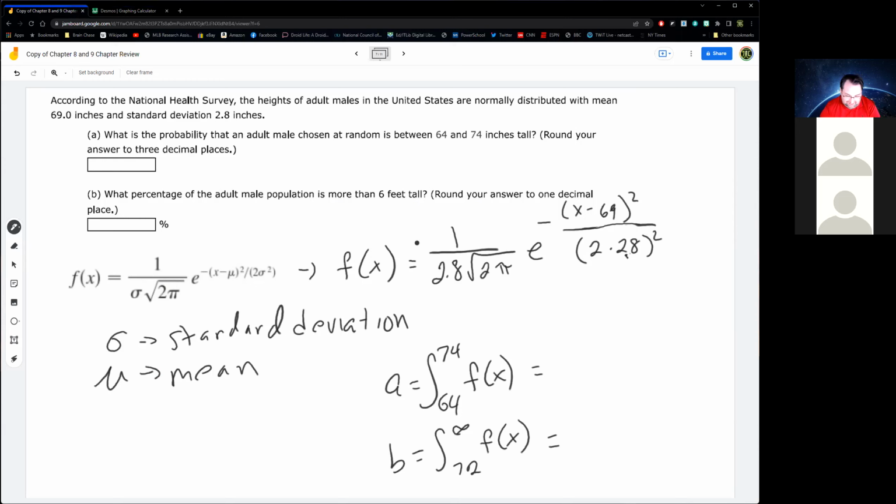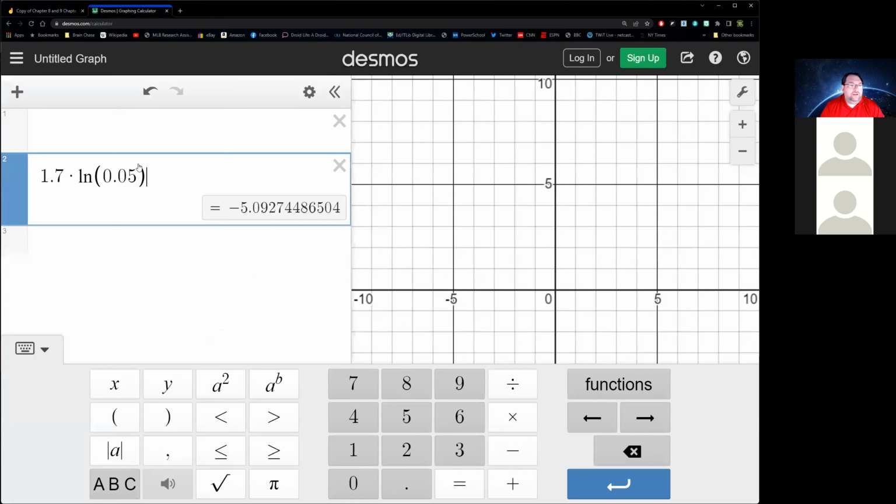Sir, how did we find the integral for B? It says more than 6 feet tall. So 6 feet is 72 inches or more. Oh, okay. Let me clean this up a little bit. That's better. All right, let's go to Desmos.